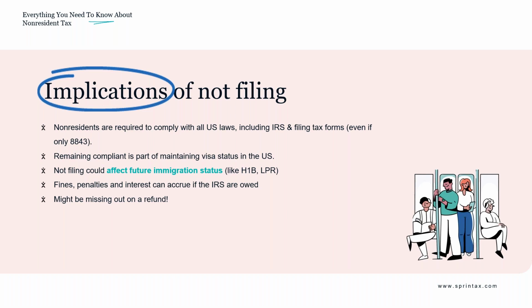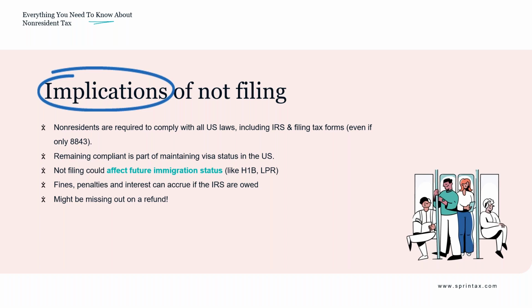A question we get from J1s and non-residents in general is what are the implications of not filing, or what happens if I don't file or misfile? Well, as you know, as a non-resident, you're required to comply with all US laws, including that of the IRS, and filing any tax forms. Being compliant is also part of maintaining your visa status. And also, one that we've highlighted there and that we really continue to emphasize is the impact that it could have on your future immigration status.